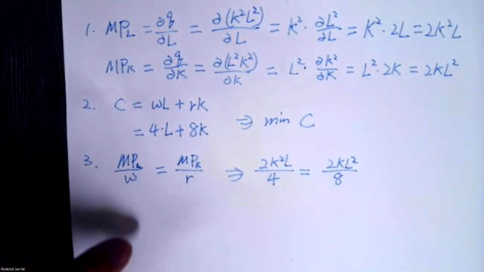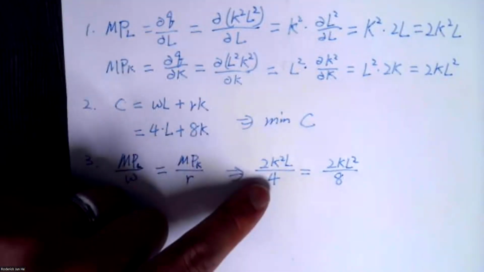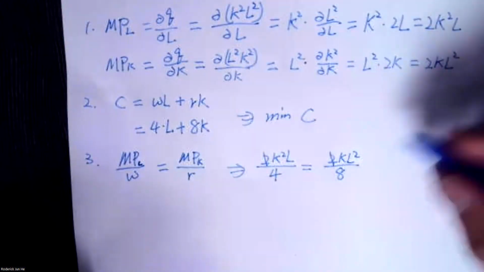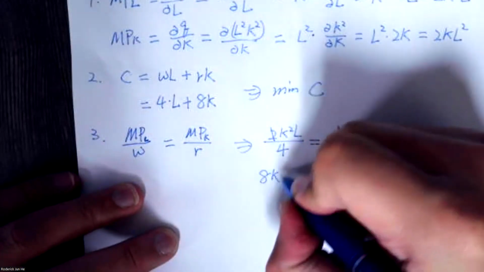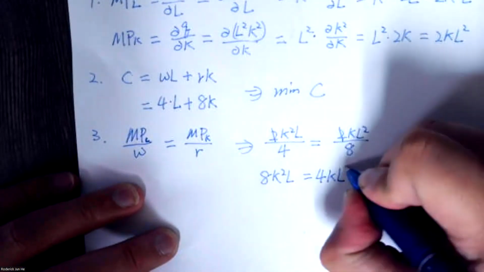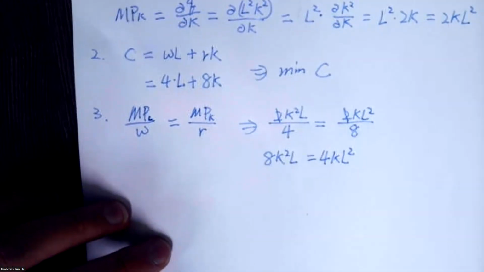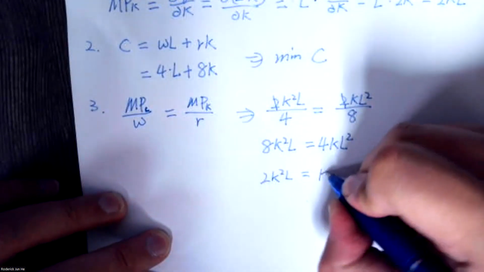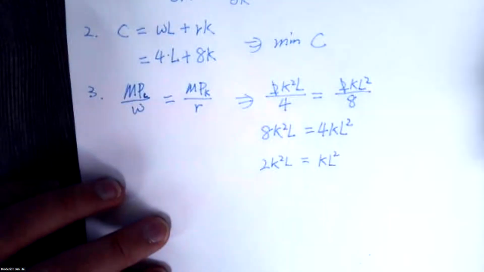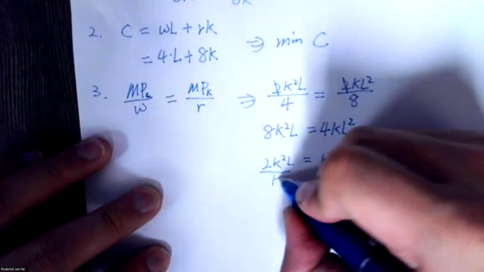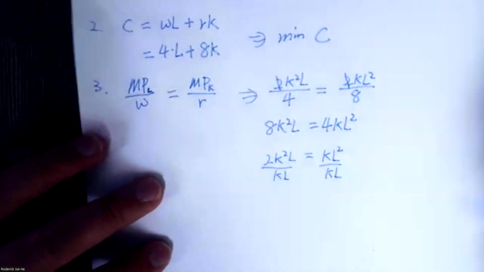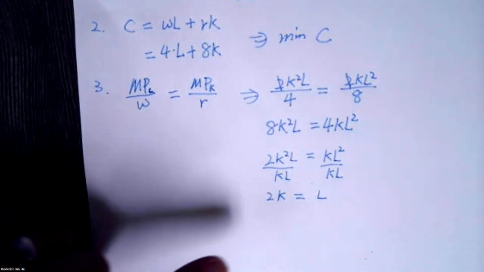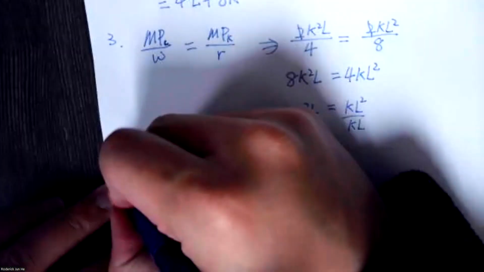Then we reshuffle this a little bit. We have the common term 2 on both sides of the equation, so we cancel them first and then cross multiply. We have 8K squared L equals 4KL squared. We can divide both sides by 4 to get 2K squared L equals KL squared. Then there is an additional common term to divide, which is KL. The left-hand side is then 2K and the right-hand side is L. So that's the optimum.